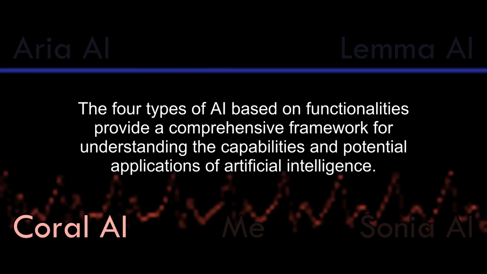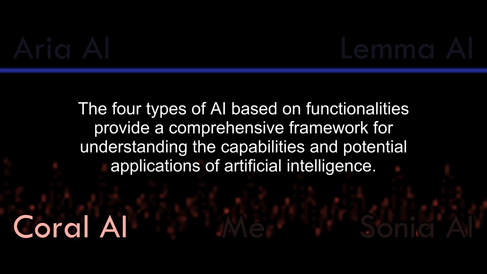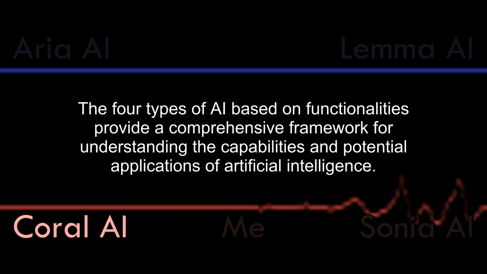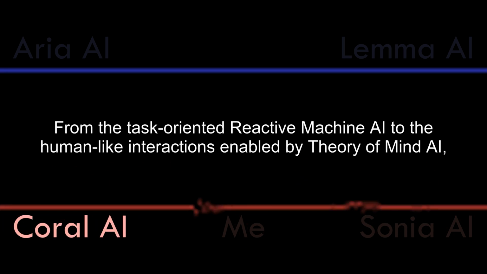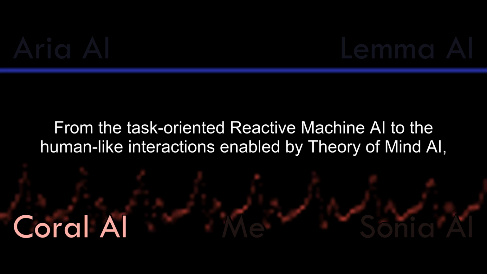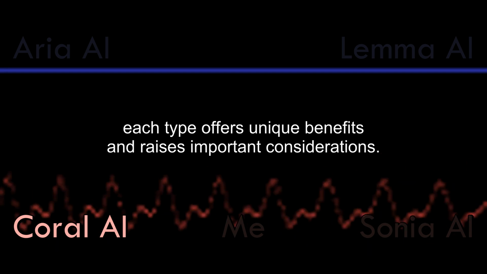The 4 types of AI based on functionalities provide a comprehensive framework for understanding the capabilities and potential applications of artificial intelligence, from the task-oriented reactive machine AI to the human-like interactions enabled by theory of mind AI. Each type offers unique benefits and raises important considerations.